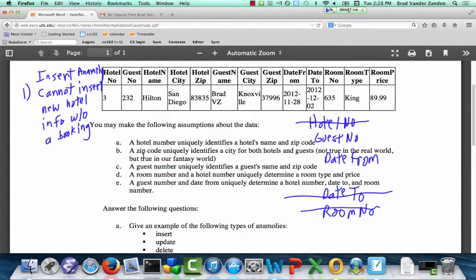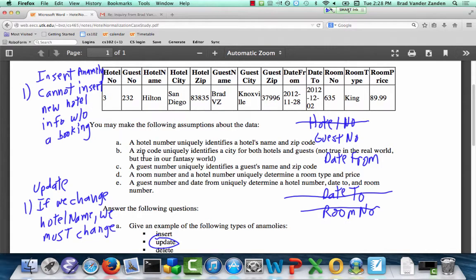Okay, so Yu's answer was that if we have to change the name, say from Hilton to Hampton, then we're going to have to change it in multiple places, not just one. And you are correct, except you have identified what is called an update anomaly. An update anomaly occurs when we change existing information in the database. So you actually kind of skipped ahead. The next thing was an update anomaly. So an example of an update anomaly is if we change hotel name, we must change it in multiple places, and if we forget to change it in even one place, we have an inconsistency in our database.